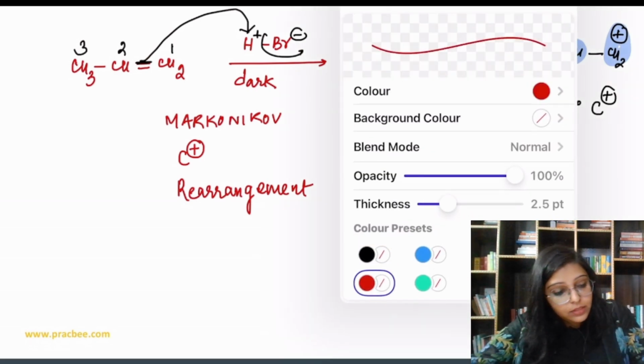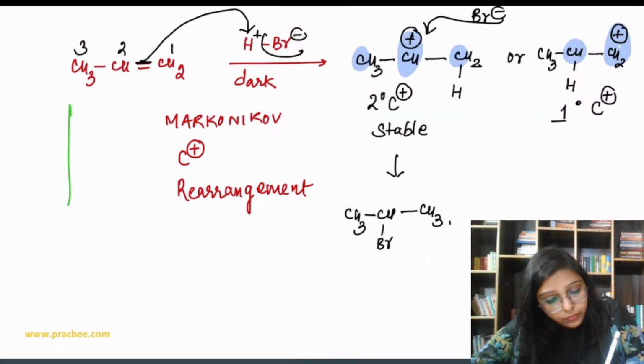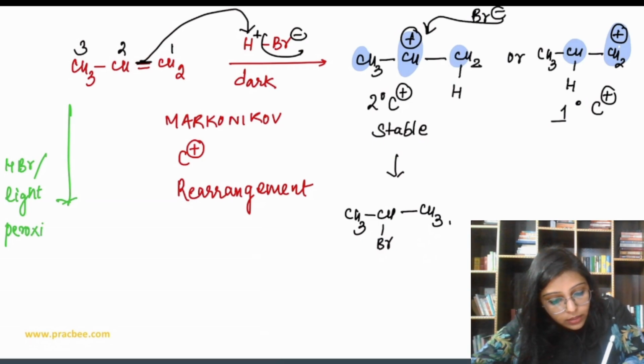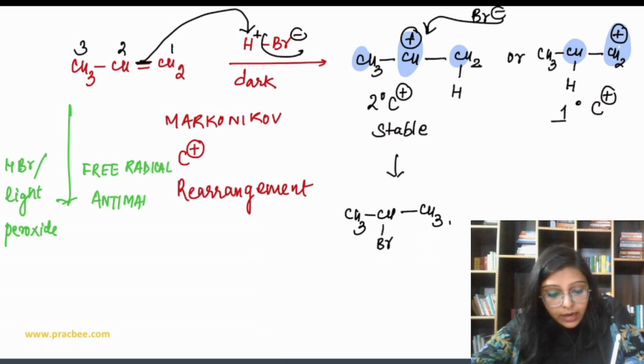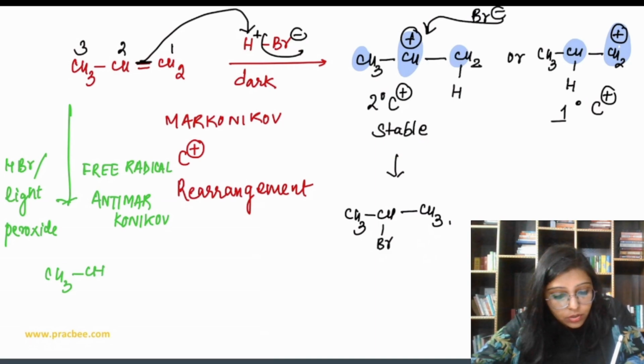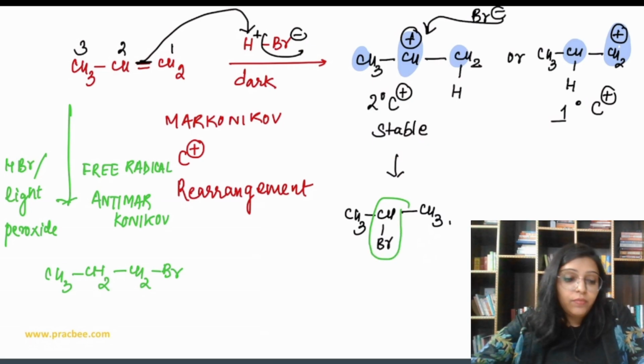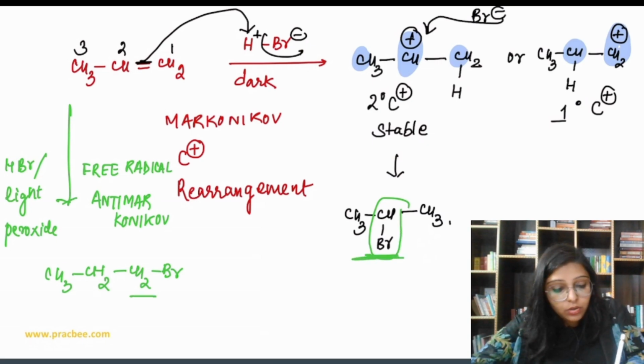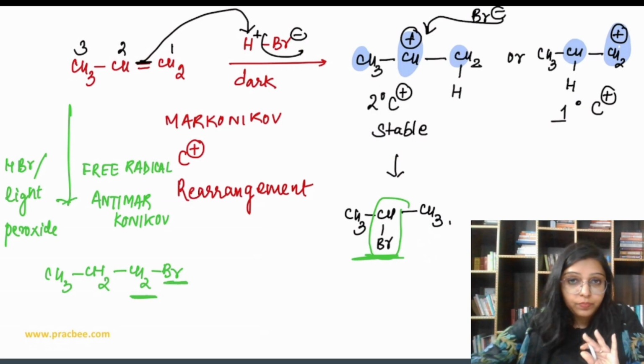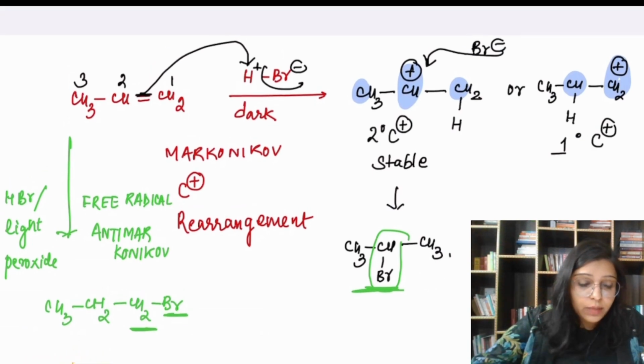But if we have this situation, HBr with light or peroxide, then we have to do the free radical mechanism. So here anti-Markovnikov happens. So here what do we get? CH3CH2CH2Br. That's anti-Markovnikov. So as per Markovnikov, we get Br over here. As per anti-Markovnikov, we get Br over here. Understood? That's it. On the basis of that, we are going to do the above question.